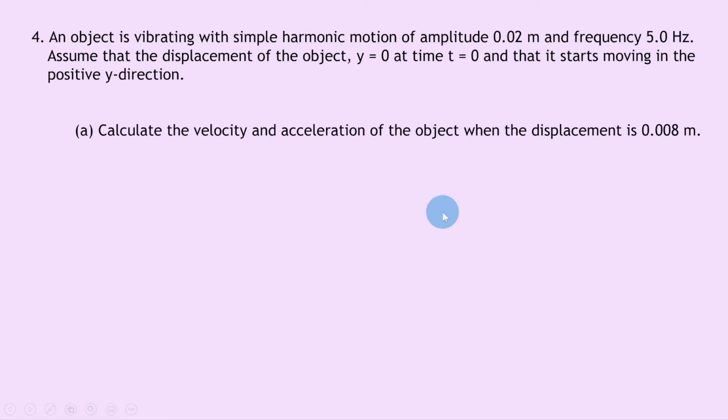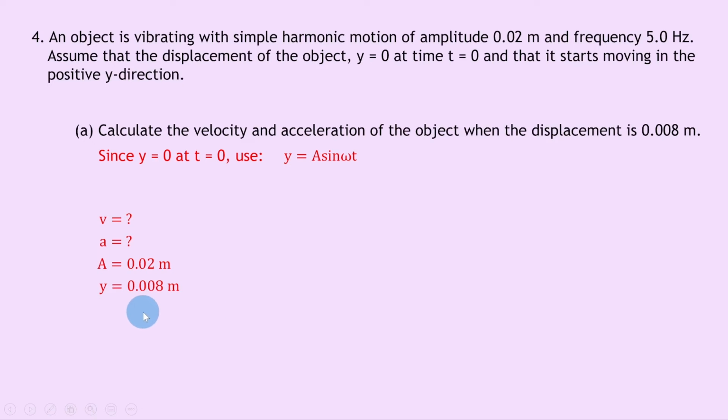Well, first of all, looking at the initial conditions, since the displacement y equals 0 at time t equals 0, then we're going to think about the general expression of y equals a sine omega t rather than y equals a cos omega t. And we want to find velocity and acceleration, so let's just write down what we know from the question. So we want to find velocity v and also acceleration a, and the amplitude a is given as 0.02 meters. The displacement y is given as 0.008 meters, the frequency f equals 5.0 Hz, and the angular frequency omega can be found from this linear frequency f by using omega equals 2 pi f, which is equal to 2 pi times 5.0, which equals 10 pi radians per second.